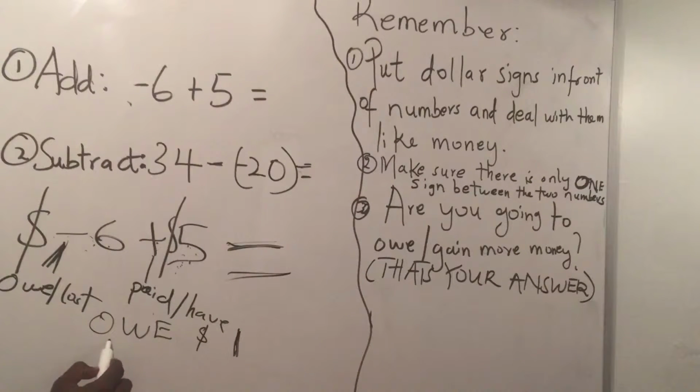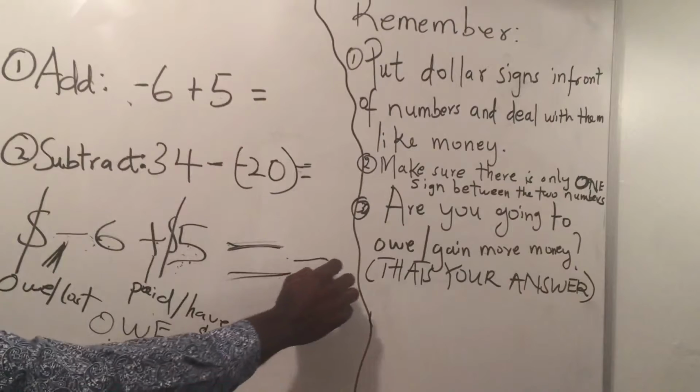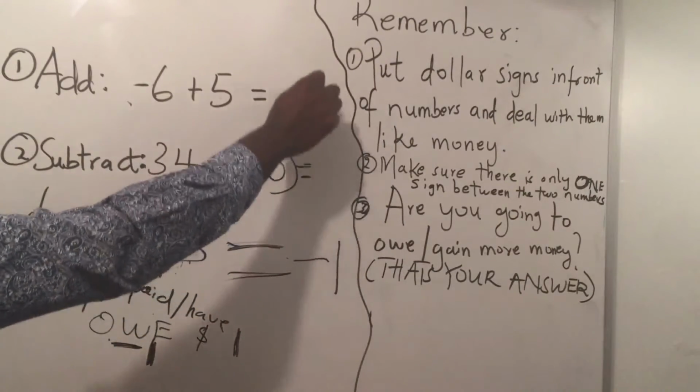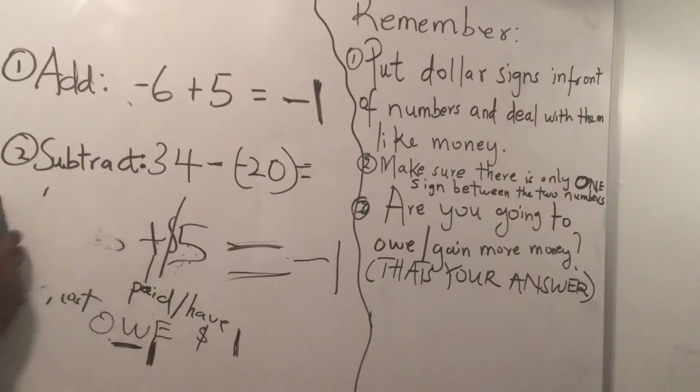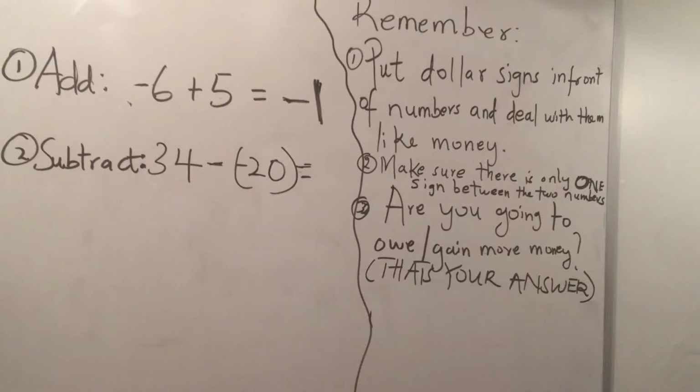And we say owe is negative. So that means you owe $1 means -1. So that means the answer for -6 plus 5 is -1. And that's it. Now let's do the second question, because the more you do it, that's how you get these type of questions right here. So let's try the next one.